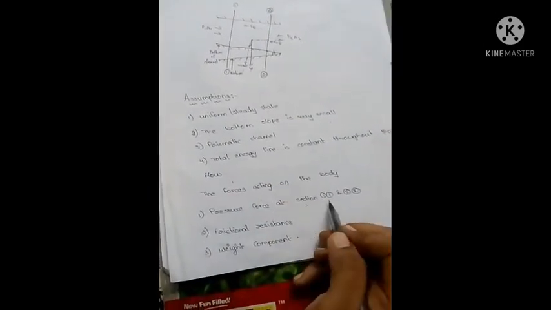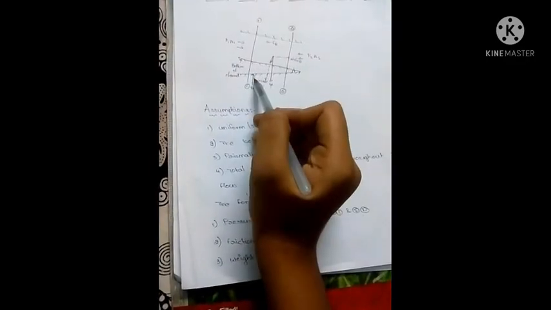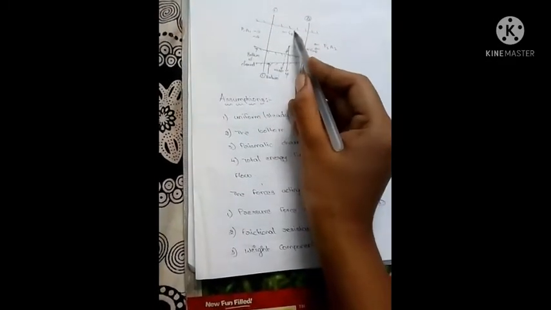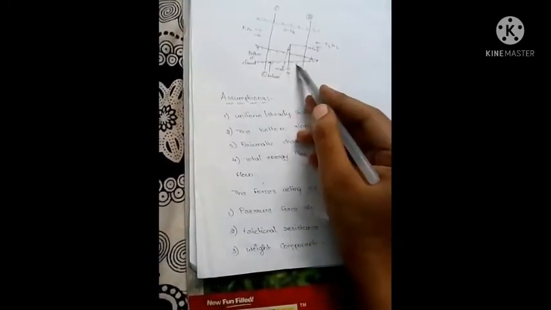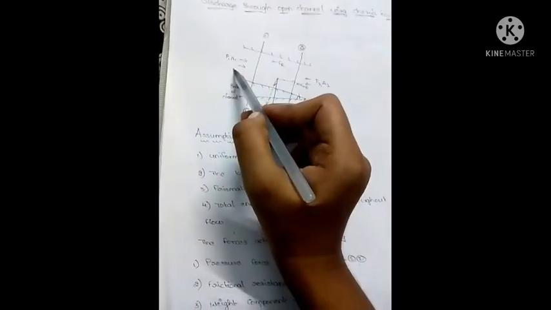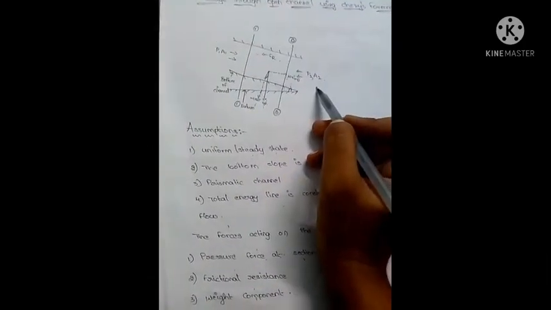Next, coming to the derivation, the forces we are considering are the pressure forces at section 1 and section 2, second the frictional resistance, and third the weight component. Considering F1, F2, Fr and W sin theta, here P1 A1 is F1 and P2 A2 is F2.